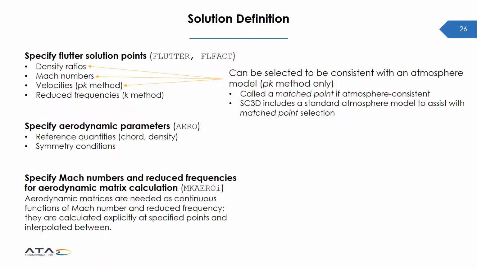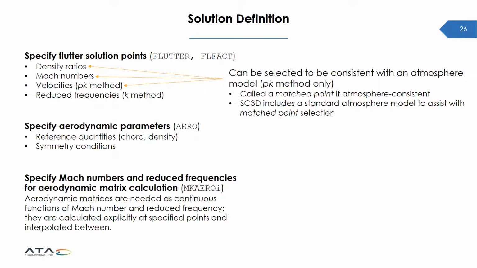And so there's really two independent variables for those three quantities if we want them to be consistent with the atmosphere. And we can pick points that are consistent. So we would call that a match point if we pick combinations of those that are atmosphere consistent. And Simcenter 3D includes a standard atmosphere model that can assist us in specifying those points, which is very convenient. And only PK method really allows you to specify those points in this way. So PK method allows you to have a matched point solution. That's not an option with K method, just for your awareness.